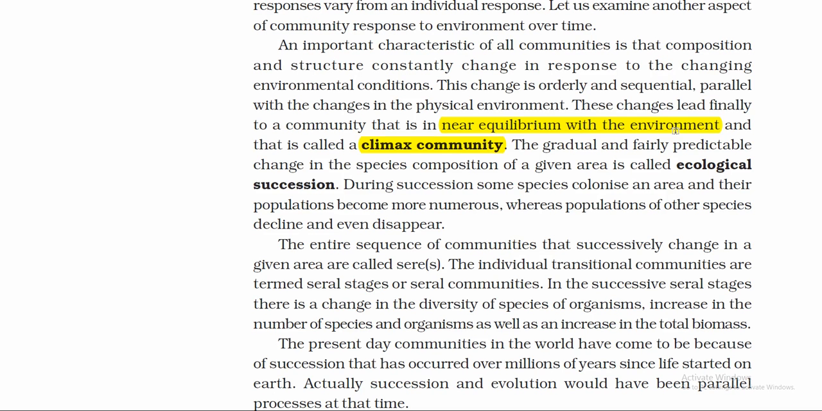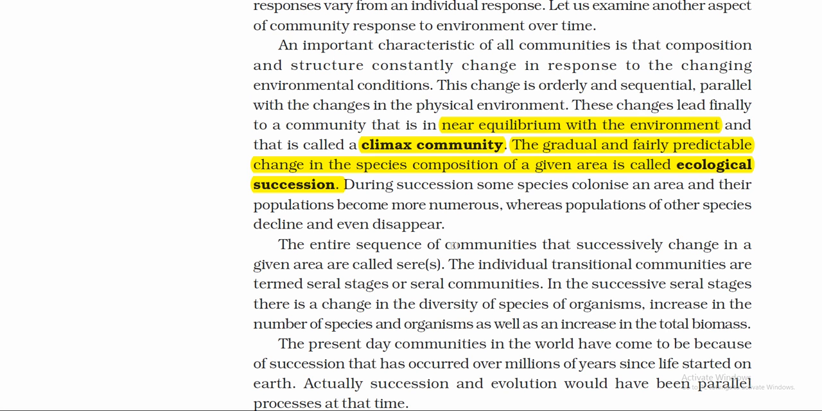The gradual and fairly predictable change in the species composition of a given area is called ecological succession. It is predictable and gradual.